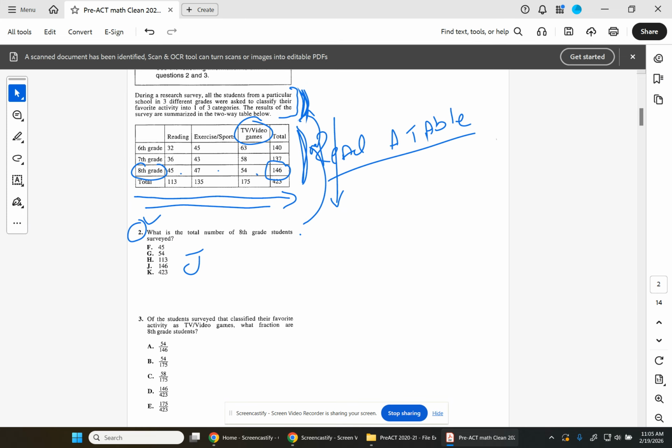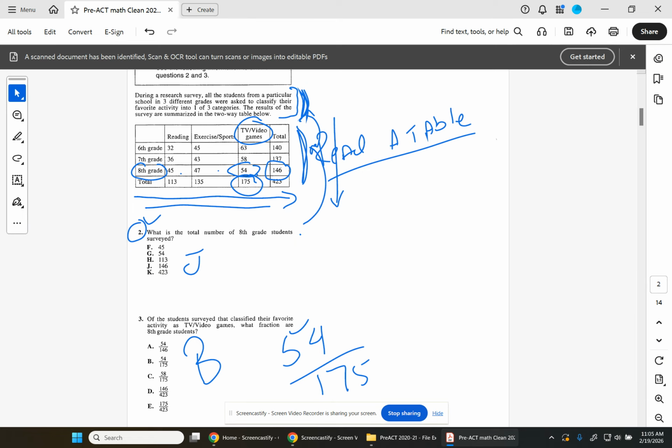What fraction are 8th grade students? Again, we're dealing with 8th graders, so let's find out who they are. So there's 54 of these guys, okay, are the ones that wanted to get involved in TV video games out of a total of 175. So which one looks like, oh, that's B. That's it. Okay. So again, I don't want you to overthink this.